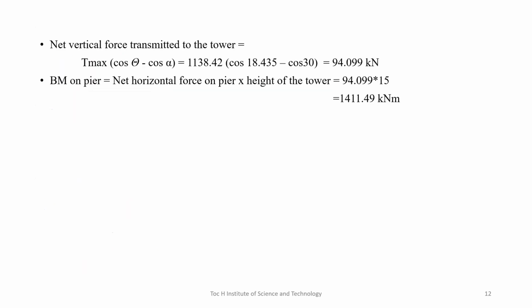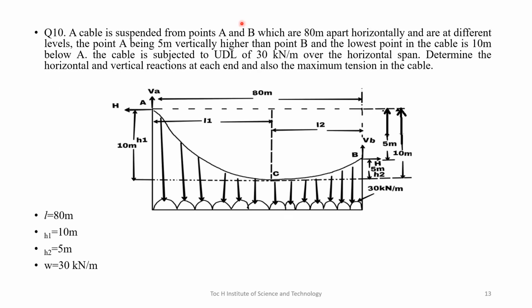18.435 degree. Now, the net vertical force transmitted to the tower is equal to T max into cos theta minus cos alpha, and that's equal to 94.099 kilonewton, and the bending moment that is acting on the tier is equal to the net horizontal force into height of the tower. So the net horizontal force is 94 kilonewton, and that into height of the tower, which is 15 meters, is 1411.49 kilonewton meters. Okay, so let's read the next question.